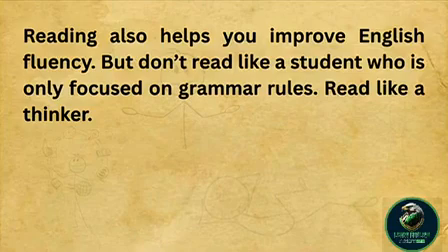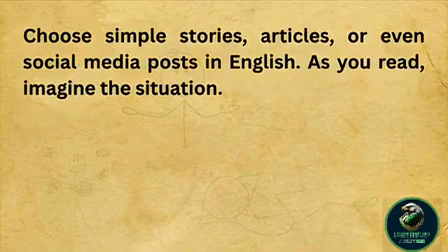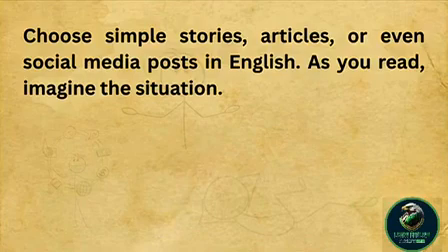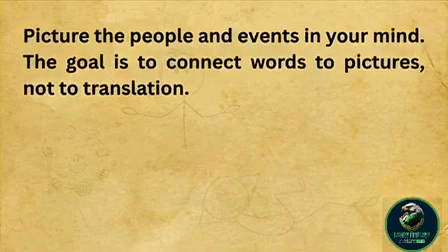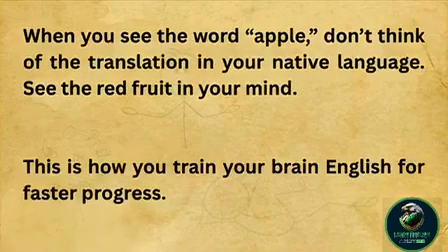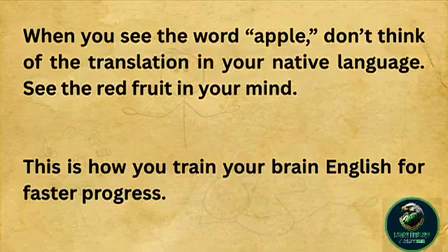Read like a thinker. Choose simple stories, articles, or even social media posts in English. As you read, imagine the situation. Picture the people and events in your mind. The goal is to connect words to pictures, not to translation. When you see the word apple, don't think of the translation in your native language. See the red fruit in your mind. This is how you train your brain in English for faster progress.